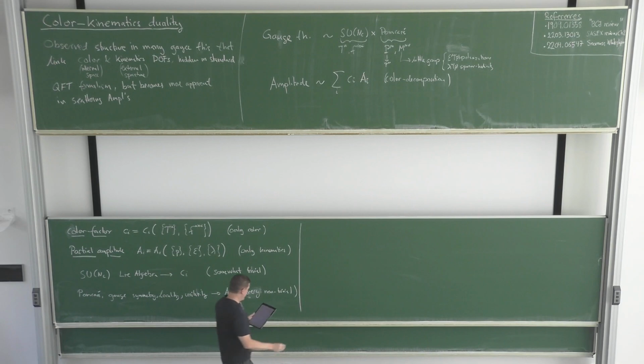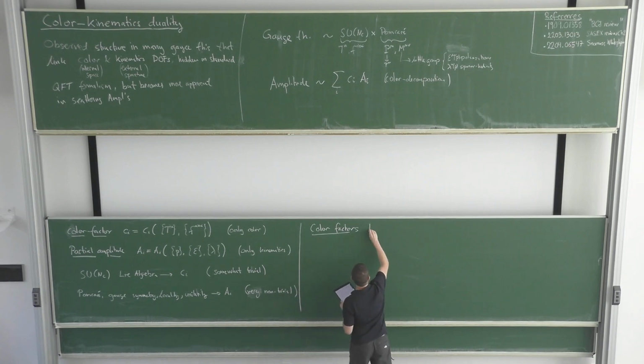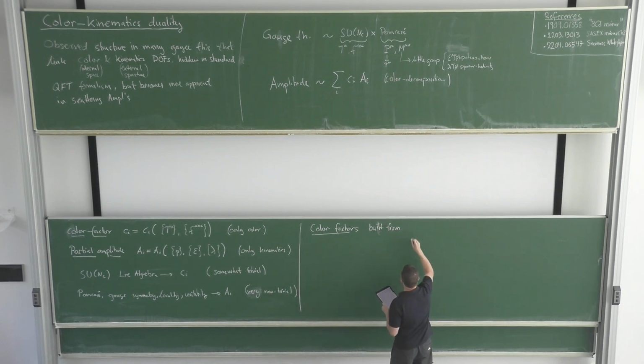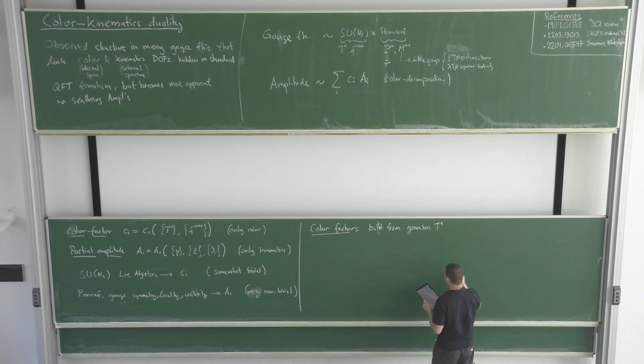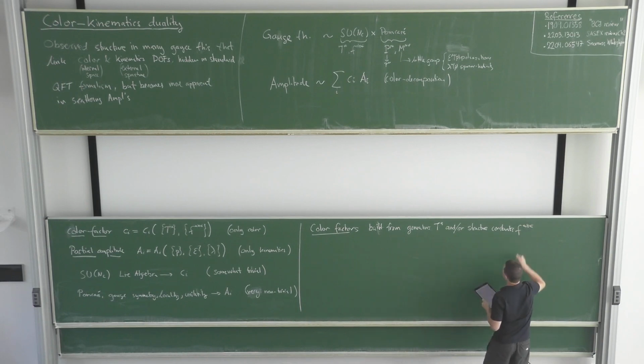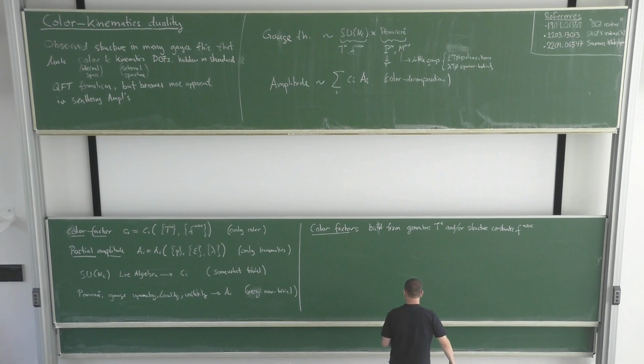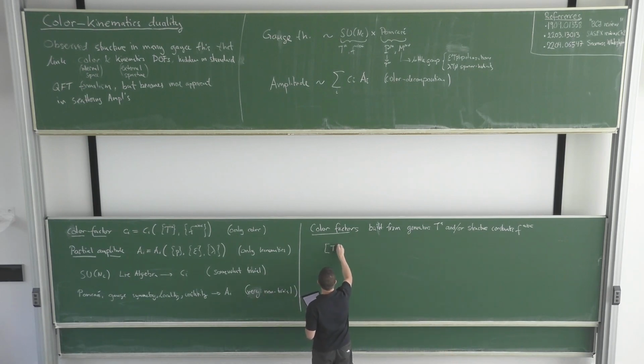There we go. So yeah, as I said, color factors are built from generators of the Lie algebra, T^A, and/or structure constants, F^ABC. And the reason I say "and/or" here is because they're not independent objects, they're related. In particular, the defining relation for the Lie algebra is this.